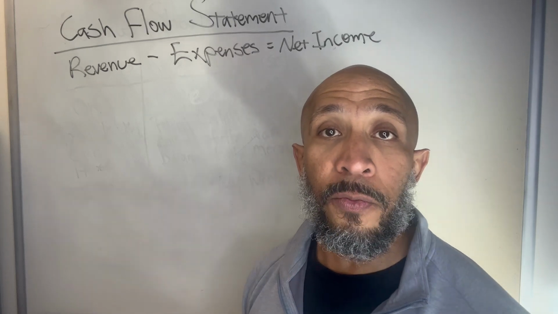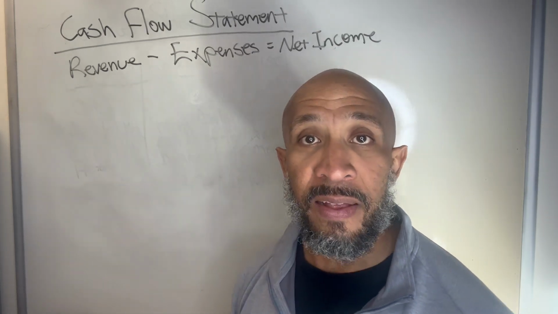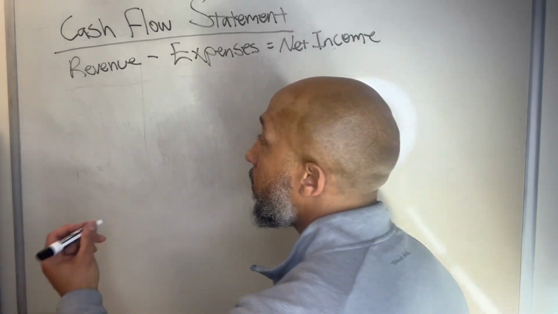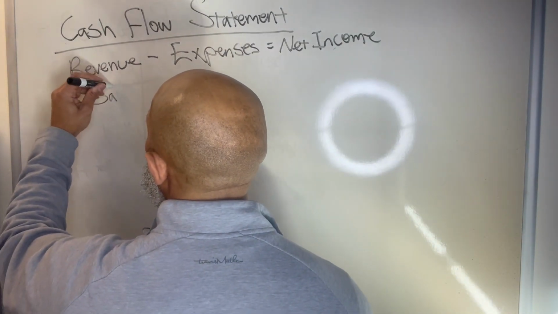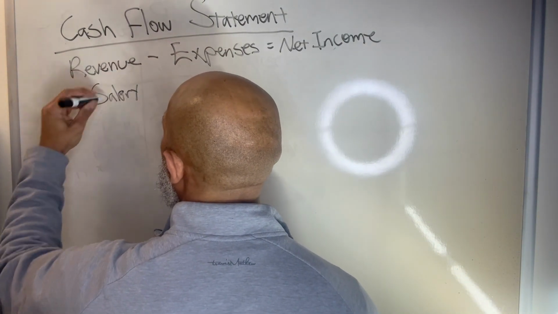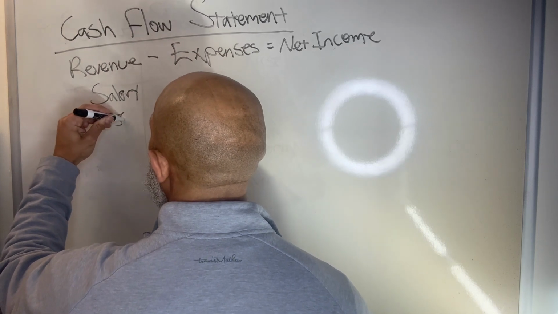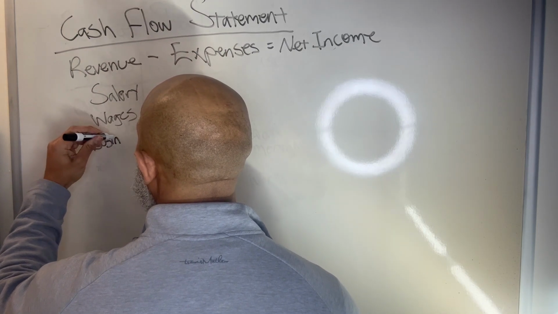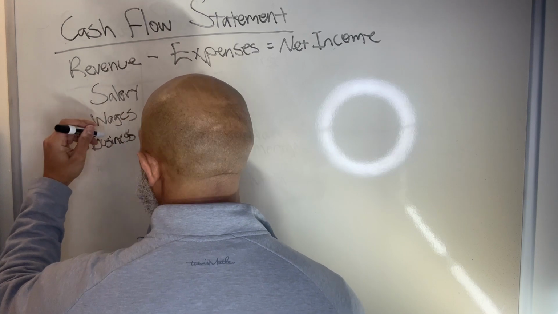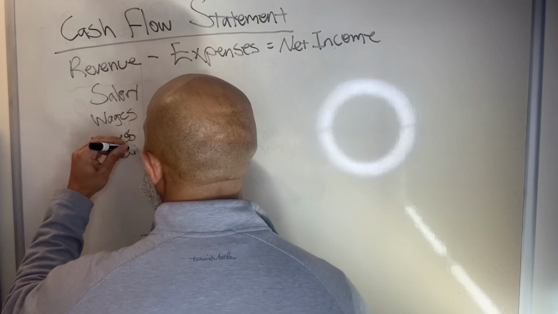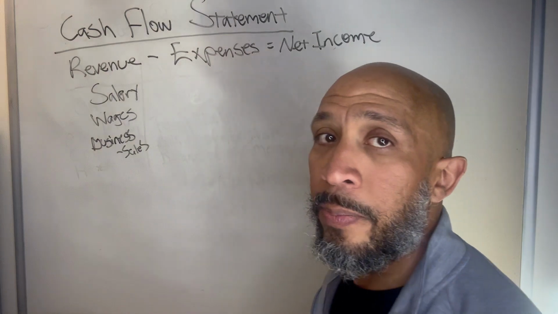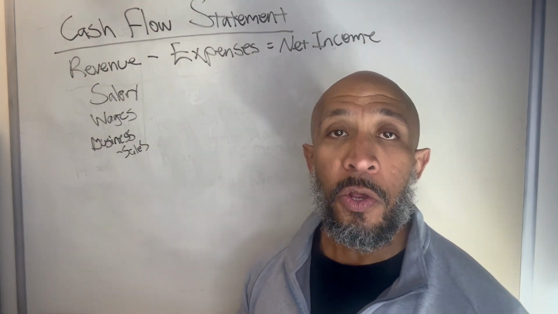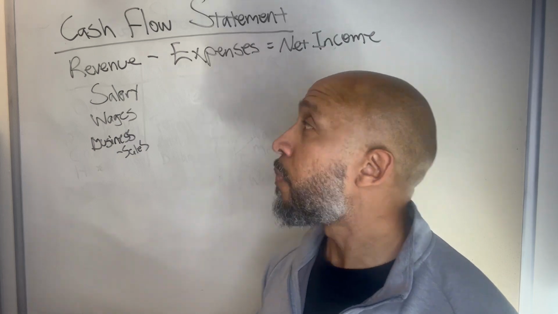An example of revenue is not necessarily the balance of your checking account, but what income is coming in to that account. That could be your salary, wages that you're earning from a job where you're getting paid per hour, or any type of business income that you're earning from any sales that you're making. That's an example of revenue, this income that's coming in to your account.